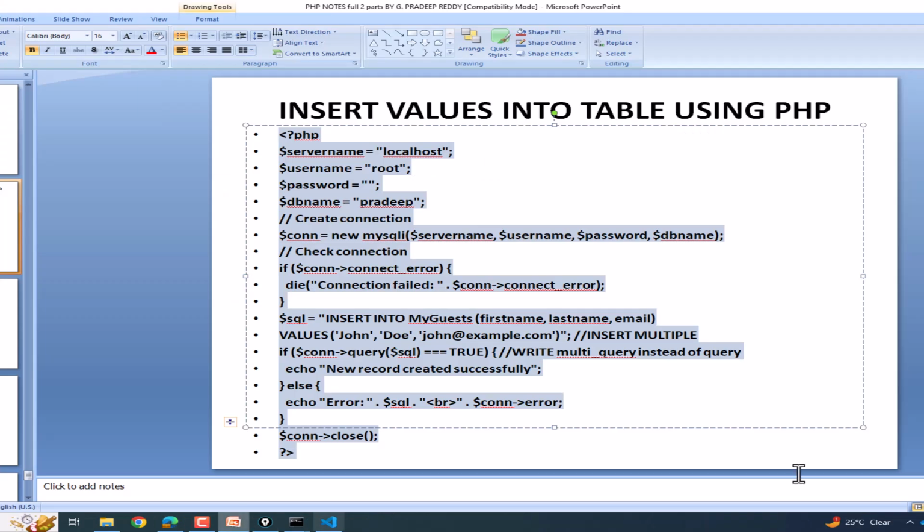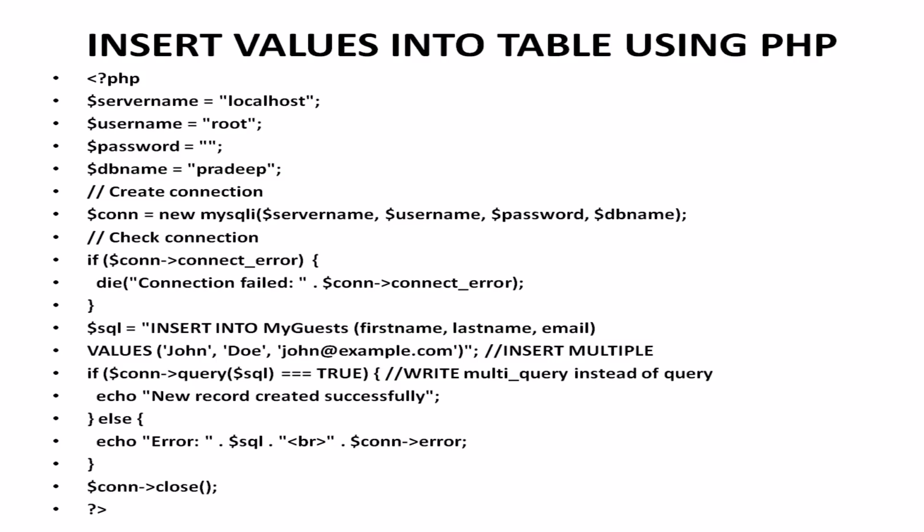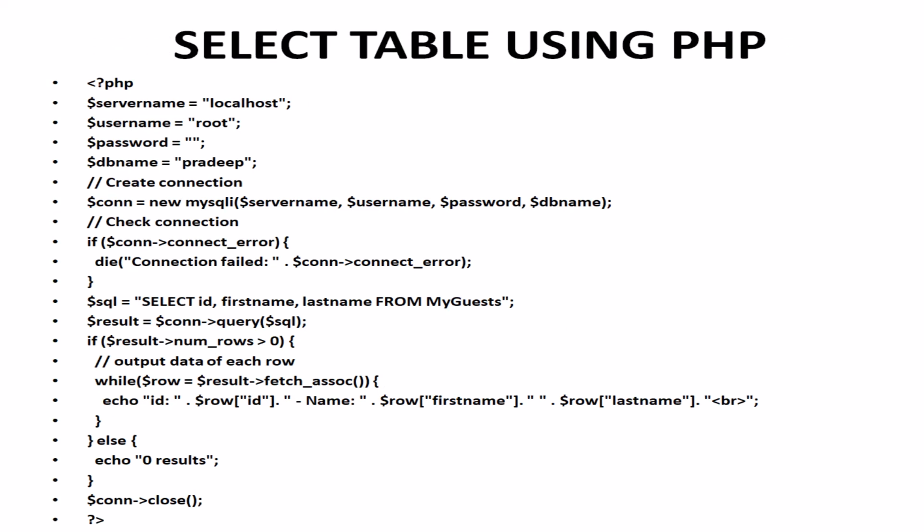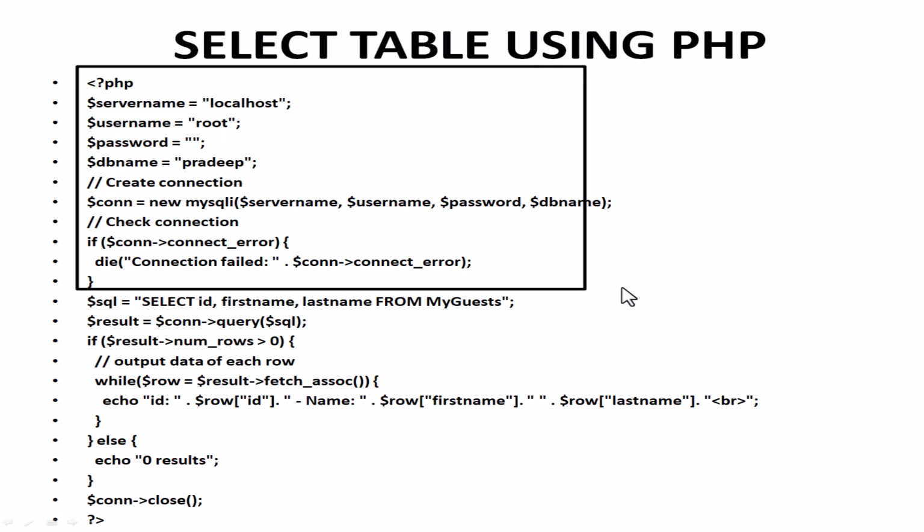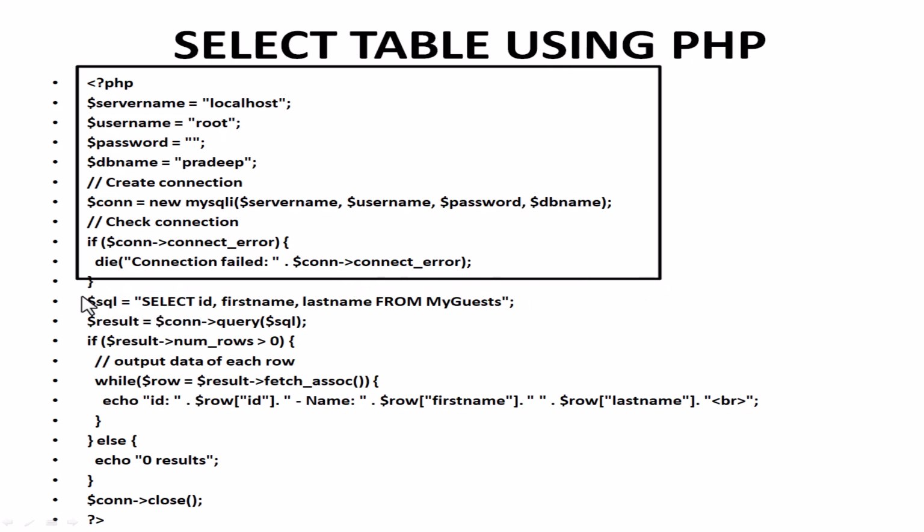So next, let us see the next operation which we are going to do. Select table using PHP. Select means you are going to retrieve the ID, the first name, the last name. If you want, you can specify the email ID. Here also is the program. Up to here you have the same values. Under SQL you write the query: select id, first name, last name from guest.